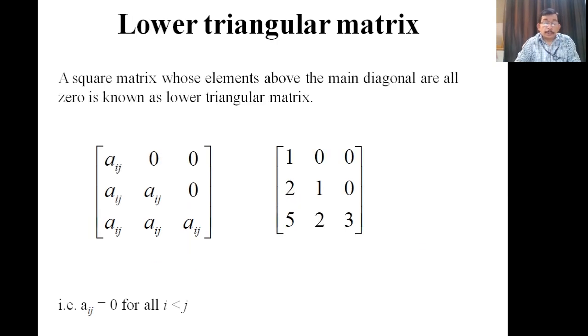Lower triangular matrix. In a lower triangular matrix, the triangle is in the lower part and the upper part elements are 0. This type of matrix is known as the lower triangular matrix. A square matrix whose elements above the main diagonal are 0 is known as a lower triangular matrix. In this example, all the elements are in the lower triangular form, and the upper triangular part is 0. This is the lower triangular matrix.